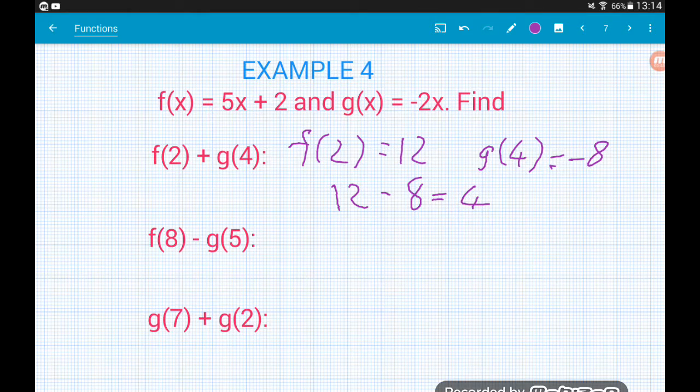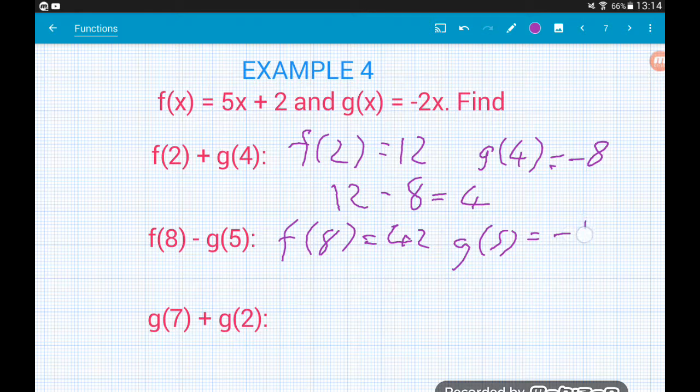Example 2, f of 8 minus g of 5. So f of 8 will be 5 times 8 plus 2. 5 times 8 is 40, plus 2 will give us 42. G of 5, well minus 2 times 5 will be minus 10. So g of 5 is minus 10. So then the f of 8 minus g of 5 will be 42 minus 10, so that's going to whip around and become 42 plus 10, which will give us 52. So f of 8 minus g of 5 is 52.